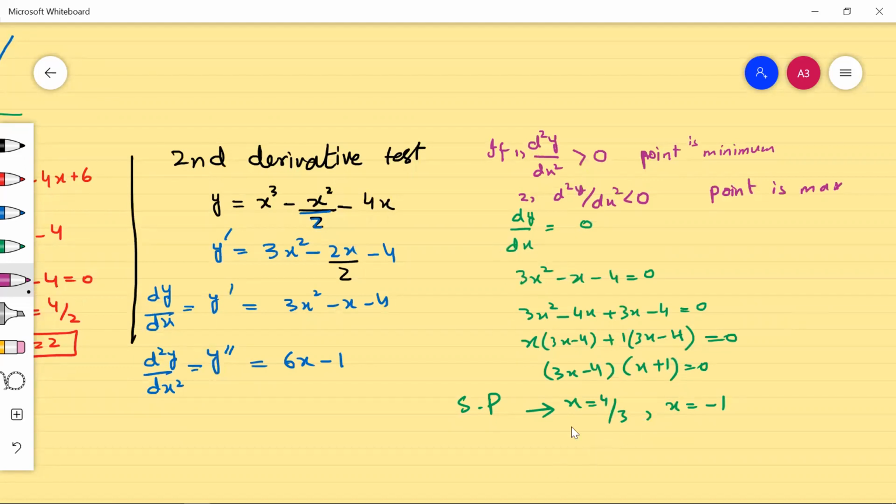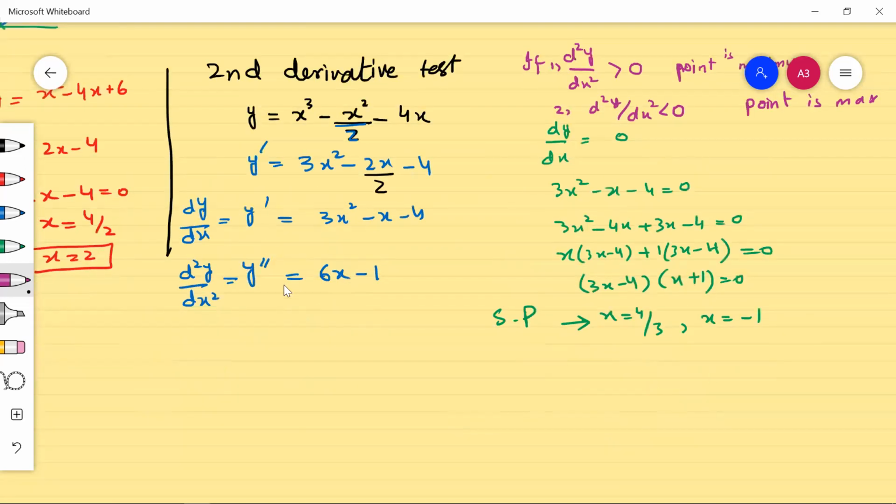Now look at this question. I'm going to put x = -1 first in this part. We are going to check whether x = -1 is a maximum or minimum. So in the second derivative d²y/dx², we put -1. It becomes -6 - 1, which is -7. This is negative, meaning less than 0. So x = -1 is a maximum point.